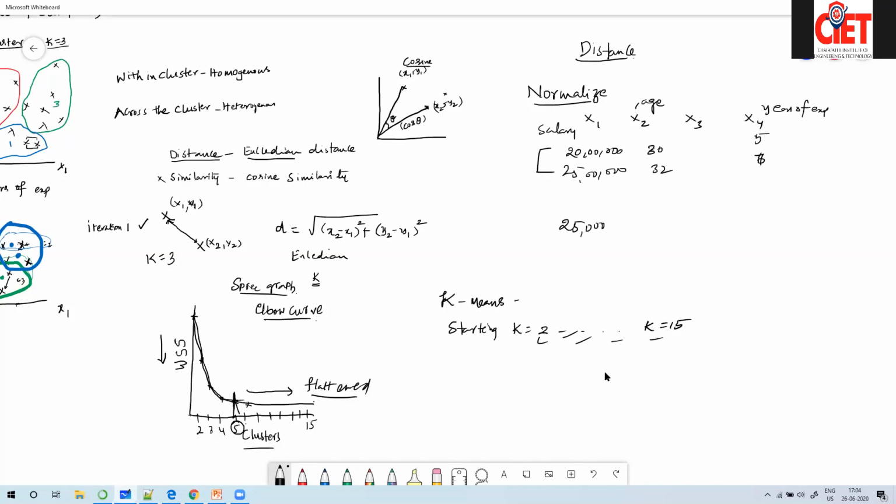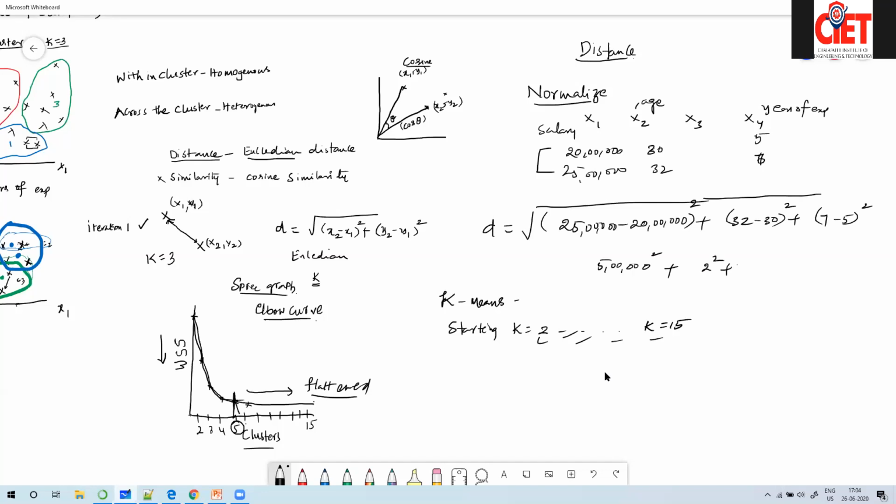So 25 lakhs minus 20 lakhs, that is on this dimension, whole square, plus 32 minus 30 whole square, plus 7 minus 5 whole square, and you take the square root of this. So this is the Euclidean distance between these two observations. Now, if you look at this, it is almost like 5 lakh square plus 2 square plus 2 square.